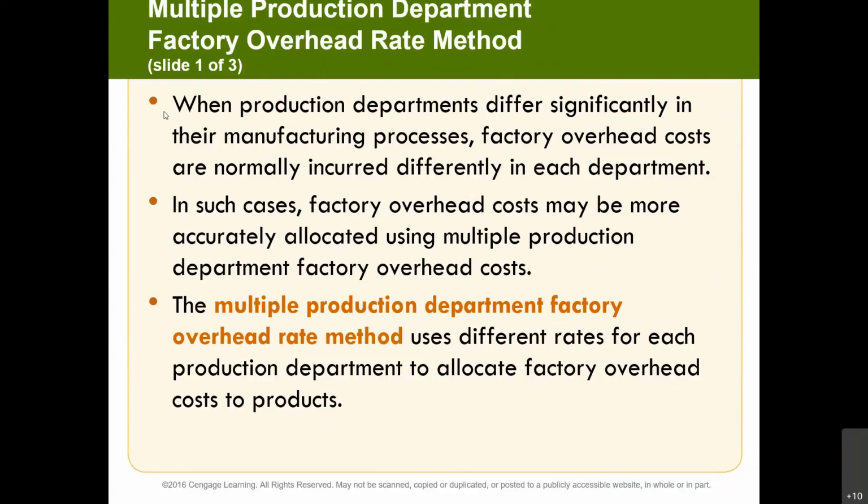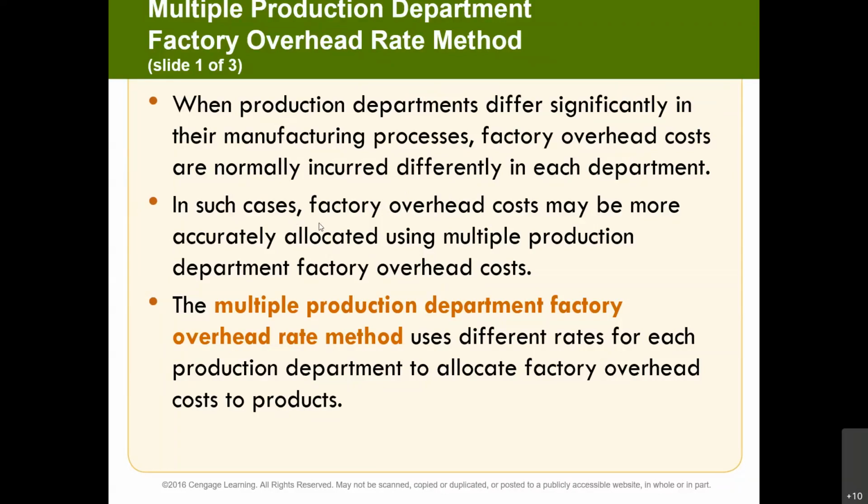So for multiple departments, when production departments differ significantly in their manufacturing process, the factory overhead costs are normally incurred differently in each department. It's kind of like that example I gave in that earlier chapter. We talked about furniture manufacturing. You have the framing, you have the fabrication department, and then you have the finishing department. Those are all different departments. And so, as you know, when it comes to different departments, the allocation is slightly different because each department has its own activity level.